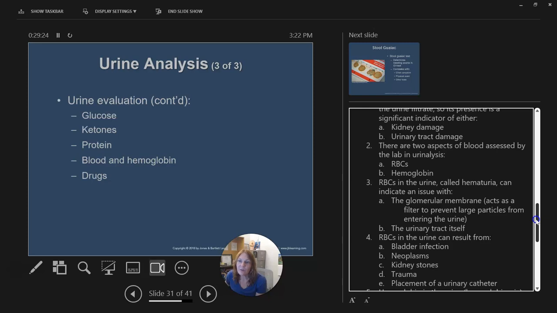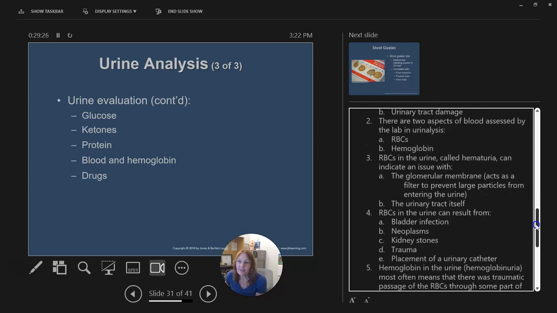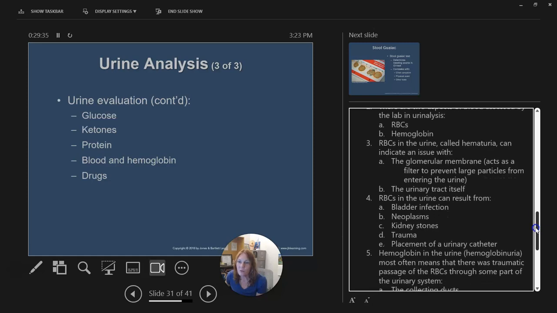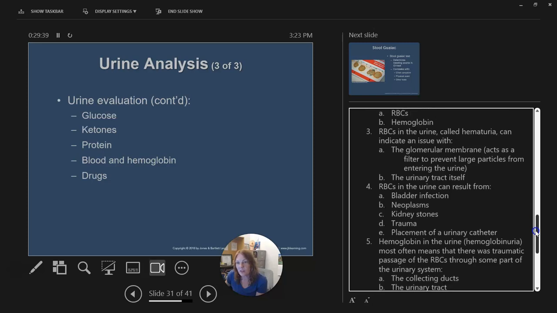There are two aspects of blood assessed by the lab in urinalysis, our RBCs and our hemoglobin. Our RBCs in the urine cause hematuria, and can indicate an issue with our glomerular membrane, which acts as that filter and helps prevent large particles from entering the urine.